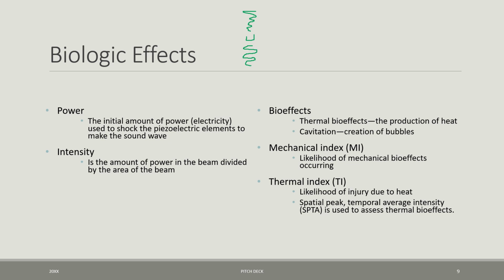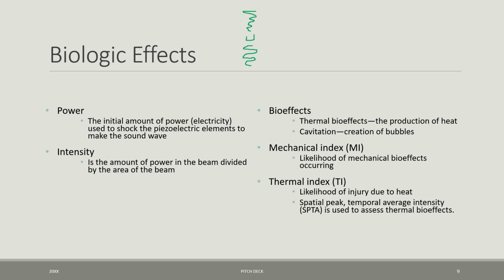Intensity is considered the amount of power in the beam divided by the beam area. So if I have a very small beam with a very high amount of power, I would have a lot of intensity, and that intensity would be more likely to cause a biological effect. If I have a low power or a very large beam, that decreases the intensity and reduces the probability of effect. There are a couple of different types of effects that can occur because of ultrasound.